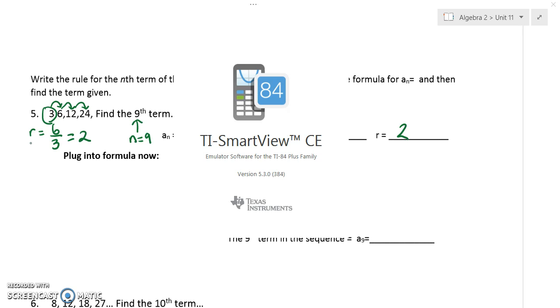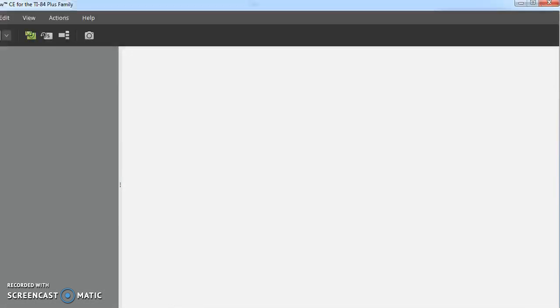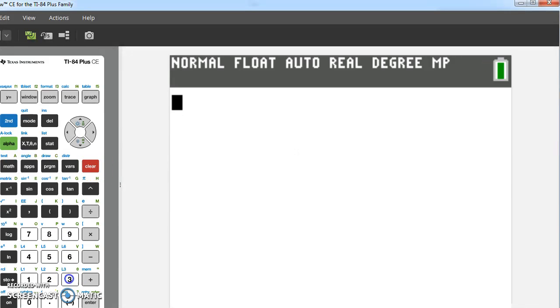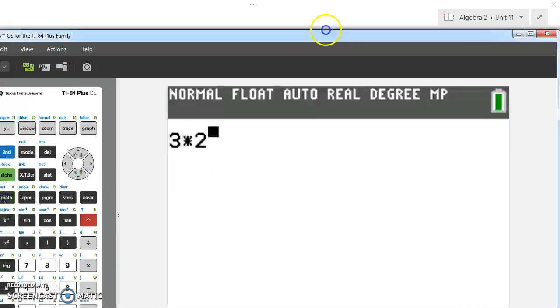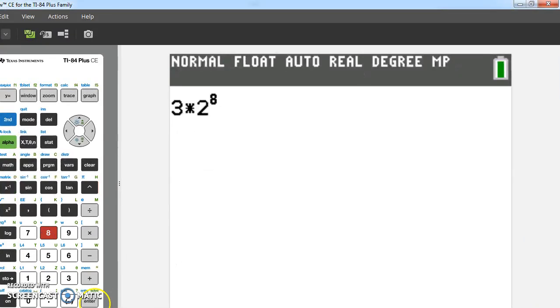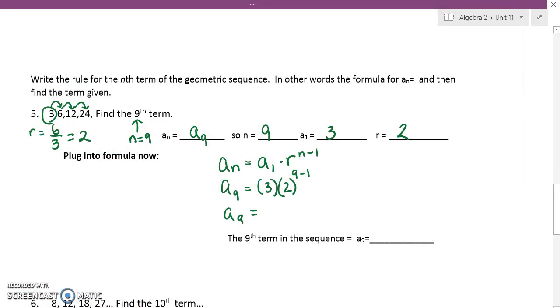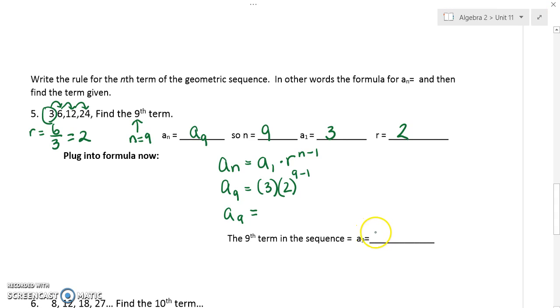The only thing I need you to be careful with is please do not multiply the 3 times 2. Leave them alone. So it's going to be 3 times 2 to the 9 minus 1, so 8 power. That's what it's going to look like. So we have 768 is our final answer.